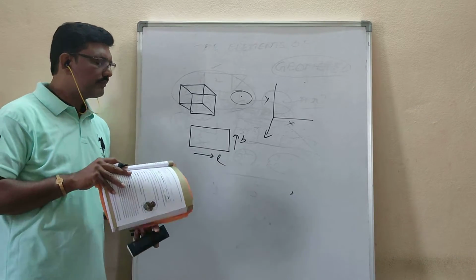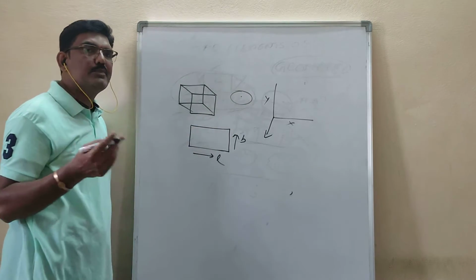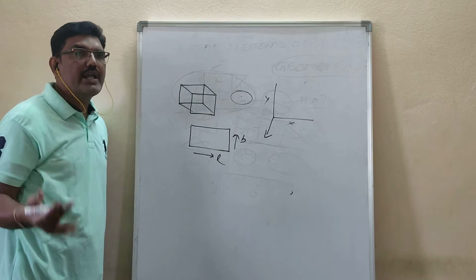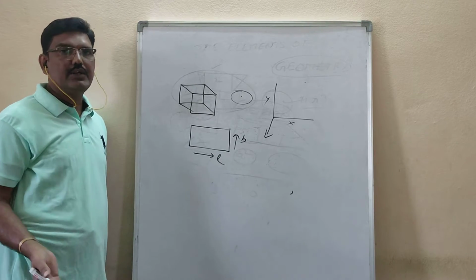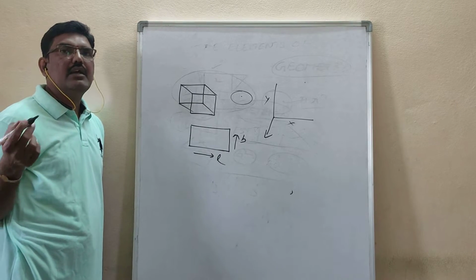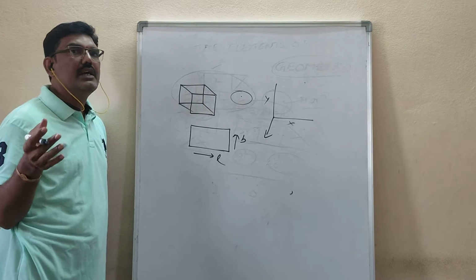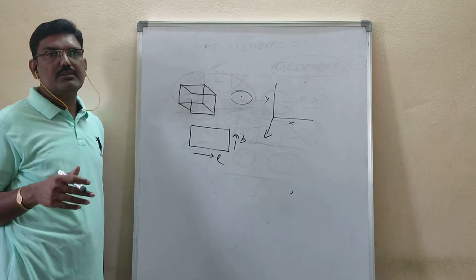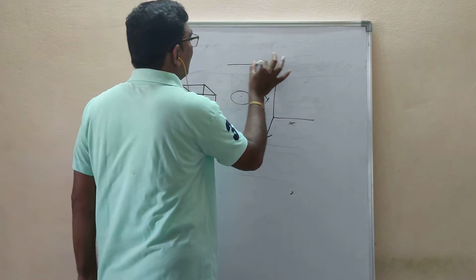Now come to the point. What does a point mean? A point has no directions. It won't have length, it won't have breadth, it won't have height. So anything which has no dimensions, what do you have to call it? A point.